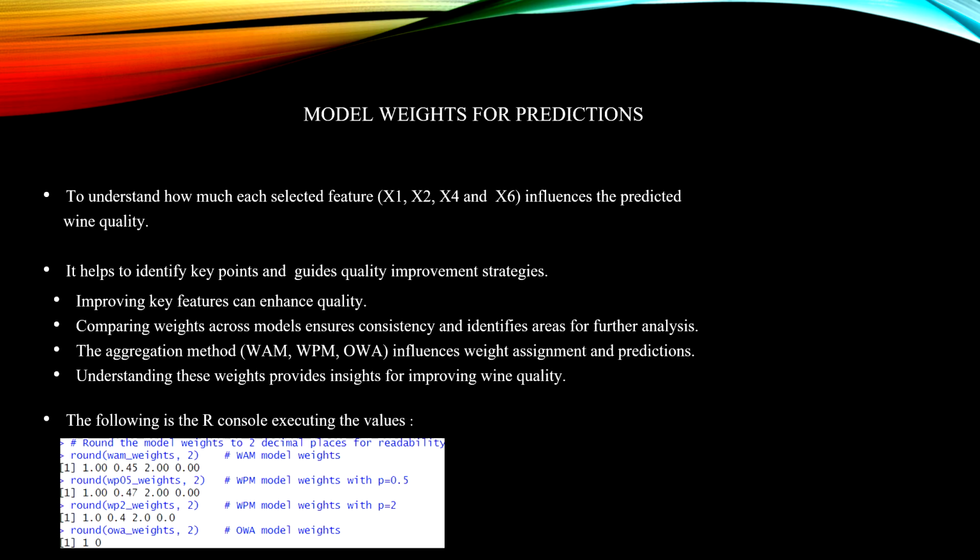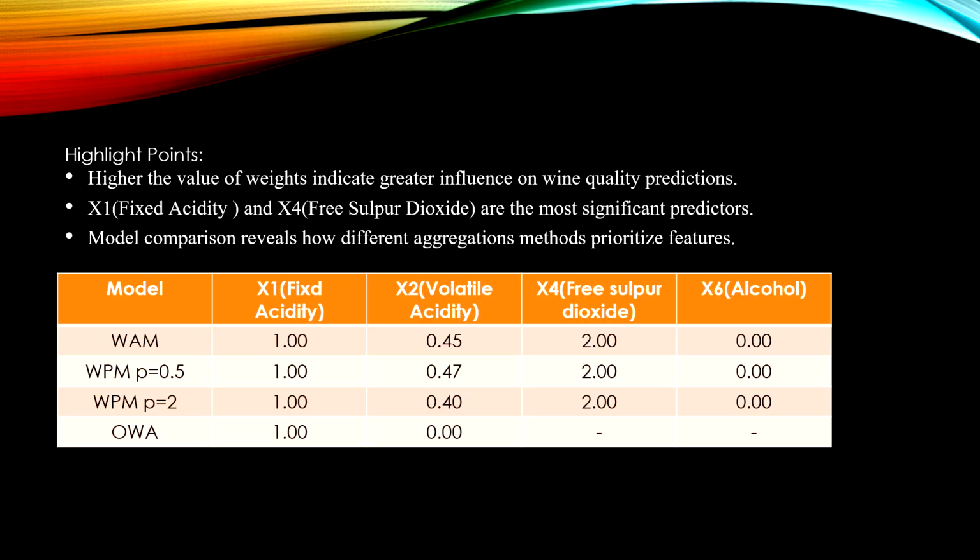Coming towards the next slide, that is the model weights for the prediction. It helps us to identify the key points and guides quality improvement strategies based on the aggregation methods. Higher the value of the weight indicates greater the influence on the wine quality predictions. X1, that is the fixed acidity, and X4, that is the free sulfur dioxide, are the most significant predictors. Model comparisons reveal how different aggregation methods prioritize the features.